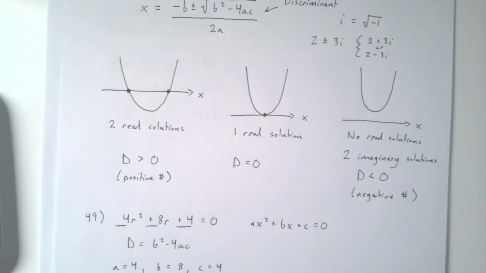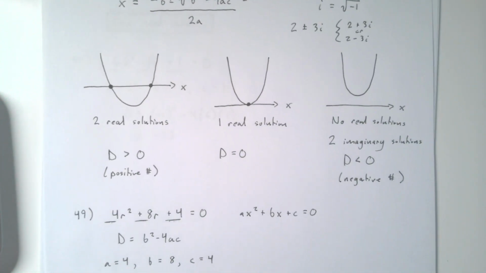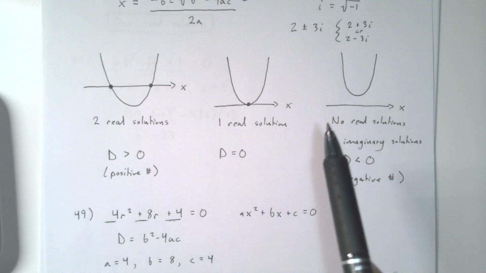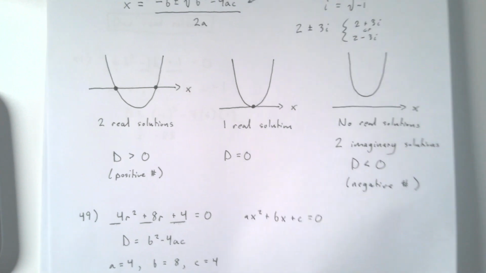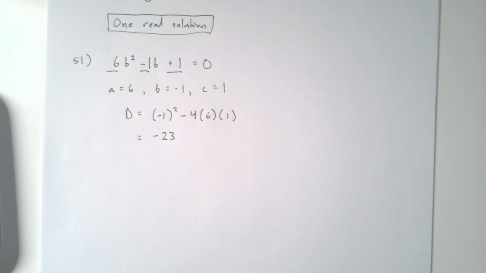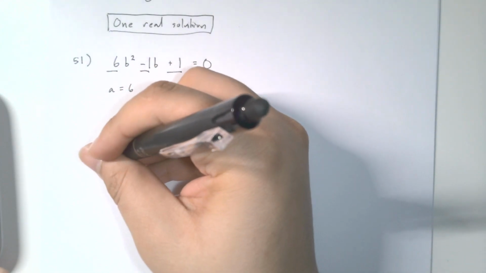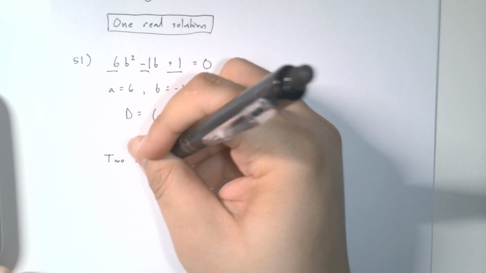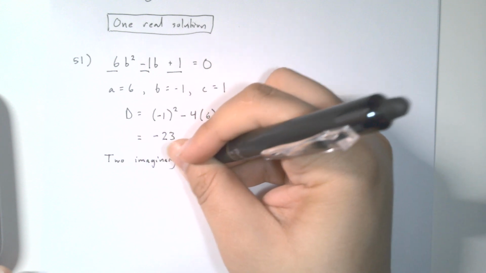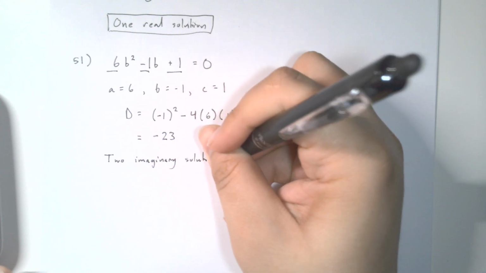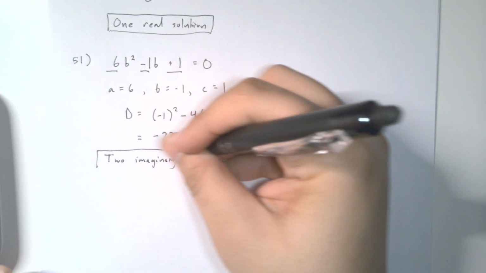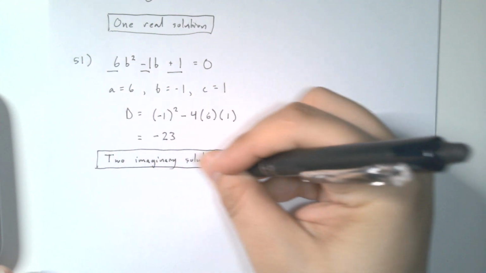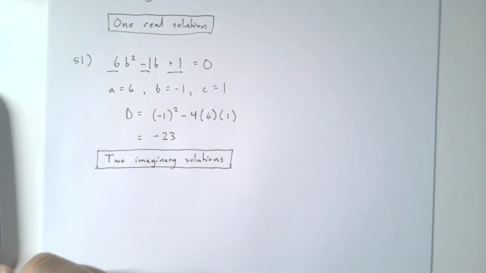And so, looking back at this chart I made over here, we see that if d is a negative number, then we have two imaginary solutions. Or you can write no real solutions. Either one is fine. So I'm going to write two imaginary solutions. But this is our final answer.